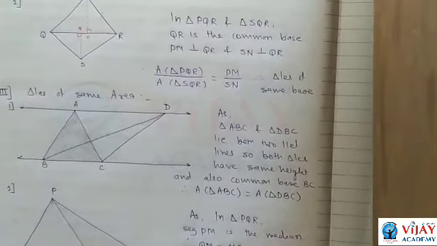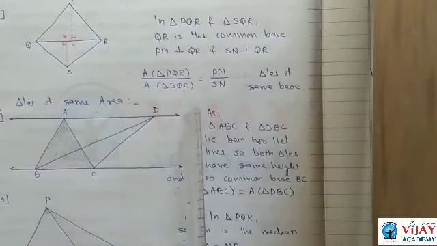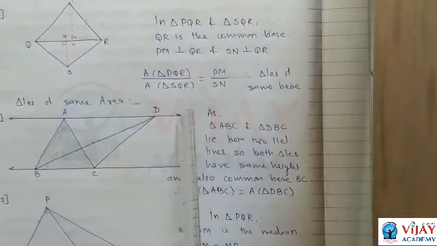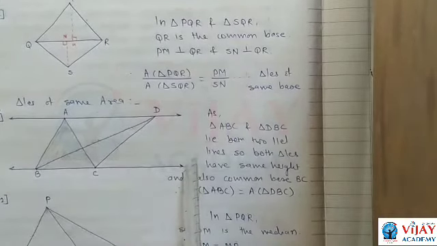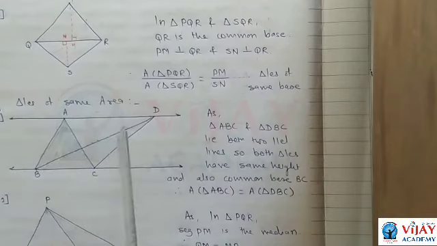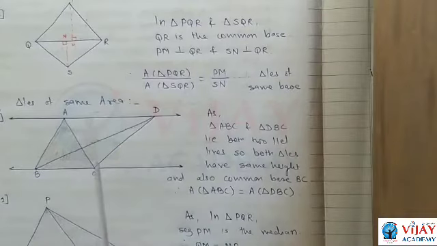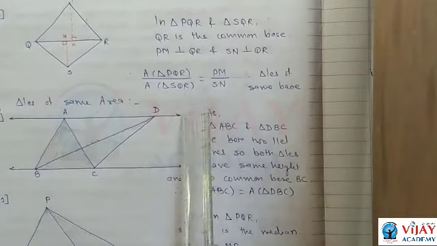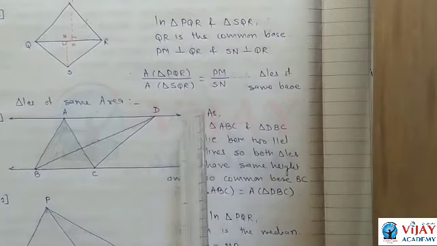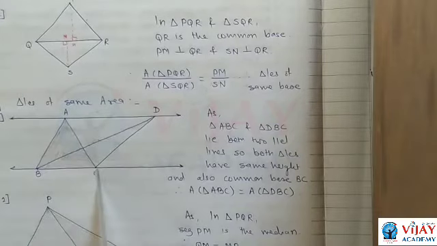Now we'll take a very, very important topic, triangles of the same areas. When two triangles have the same area, that's the first case. This line L and this line M are parallel to each other, and triangle ABC and triangle DBC both lie between the same two parallel lines. So both triangles have the same height, and you know that when two triangles lie between two parallel lines, they have the same height. And second, both triangles have the common base BC.